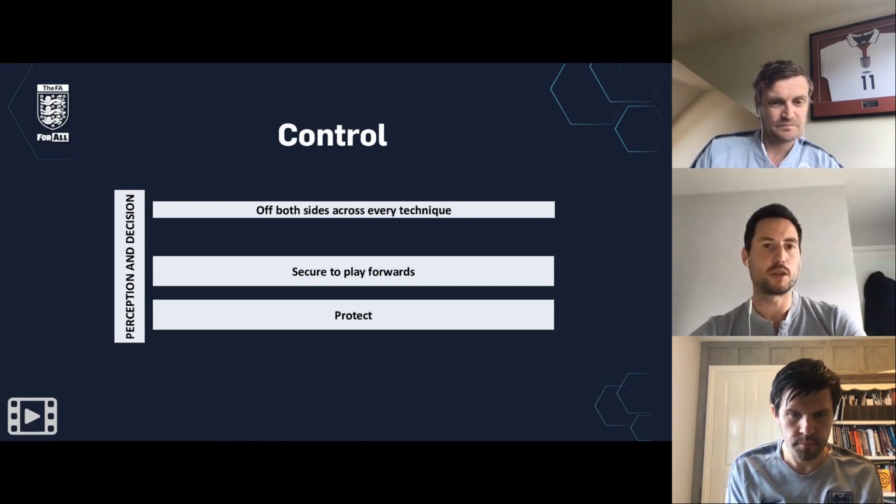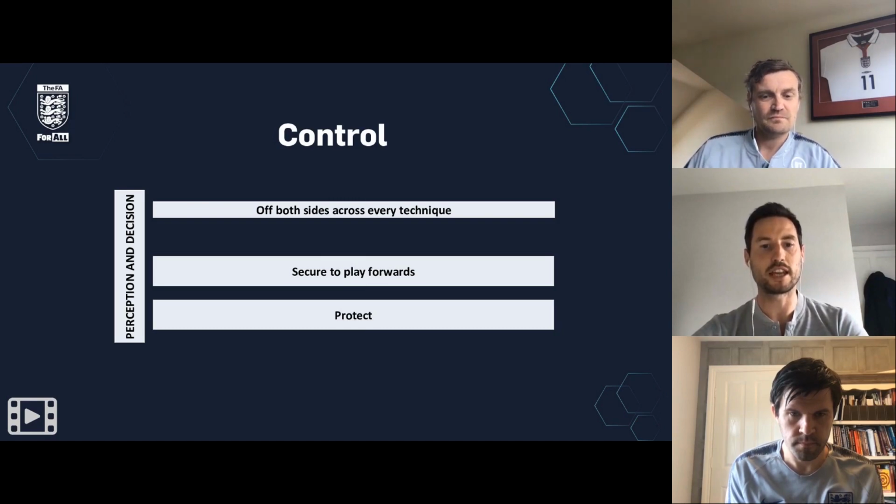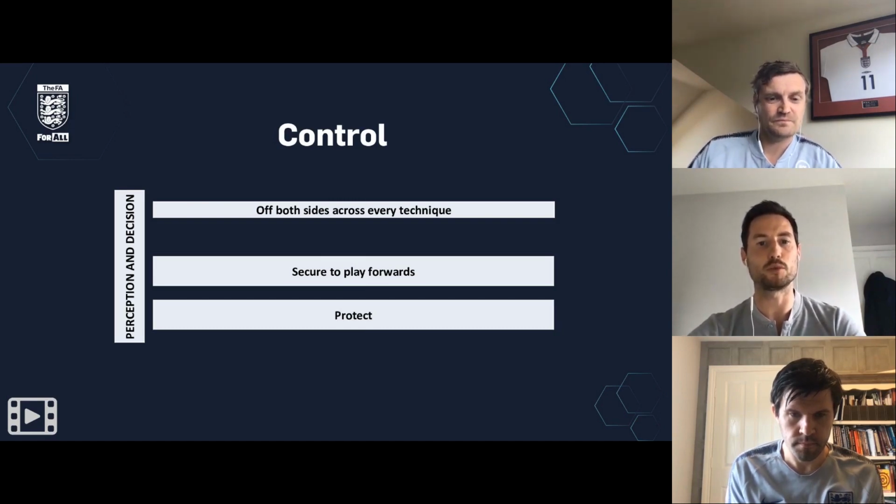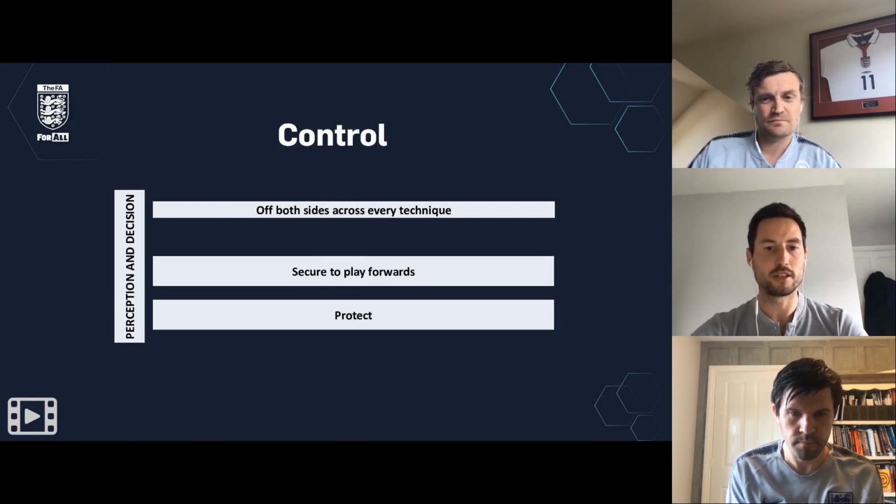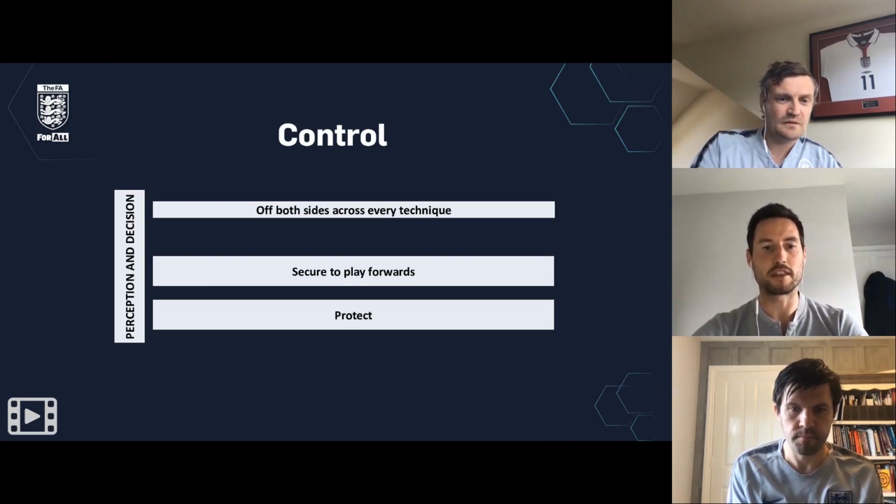I also think you use the word link in there. This links to what we were just talking about in terms of moving and feinting. Because if you're thinking ahead that much, you're thinking about what space you want to create to have the touch that you want to have. So it's not a reactive thing, it's a planned thing, like you say.